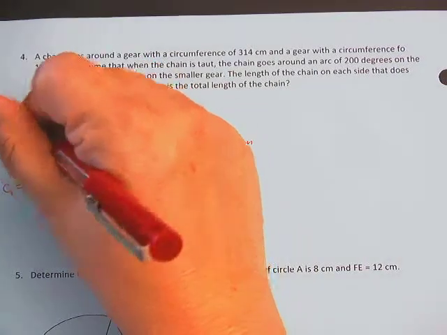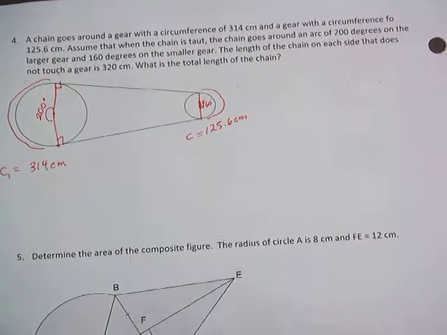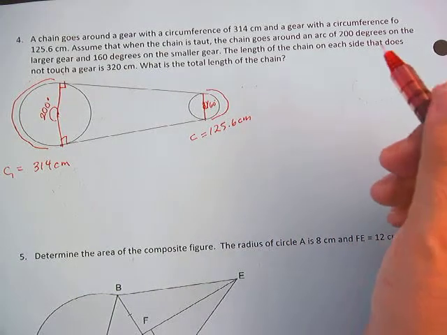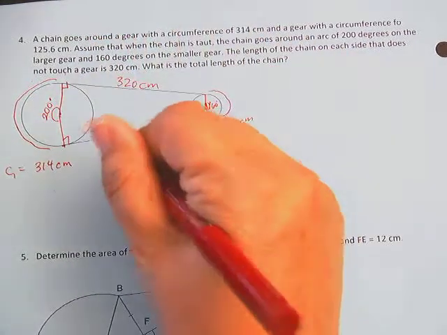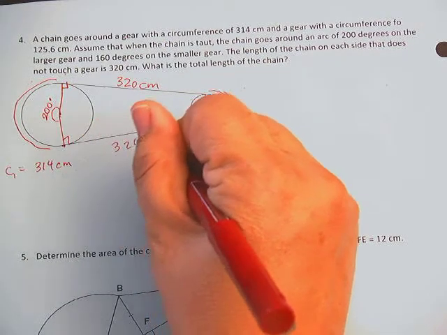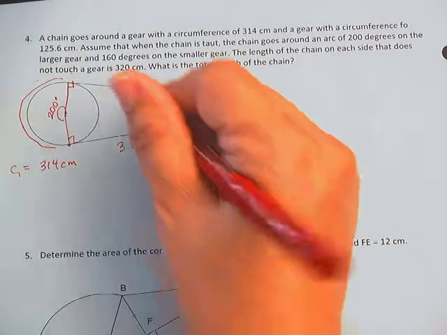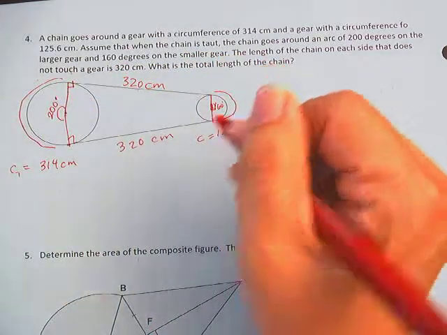So we've got a piece going here and a piece going here, right? And it wants to know, it says the length of the chain on each side that does not touch a gear is 320 centimeters. What is the total length of the chain? Well, we've got 320 plus 320, but it's more than 640. It's this piece and it's this piece.